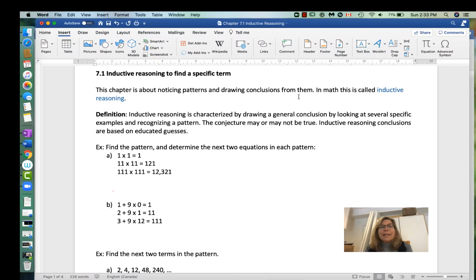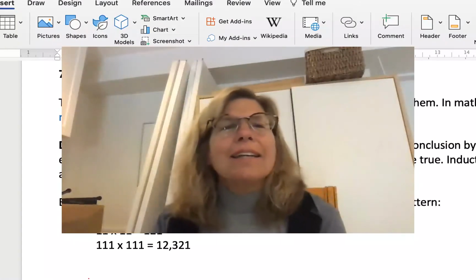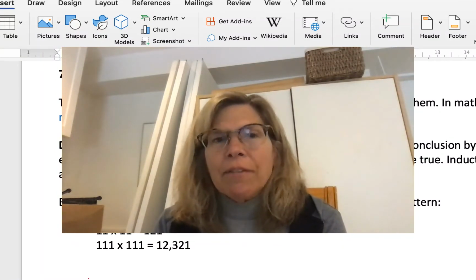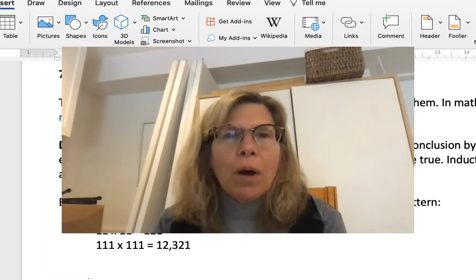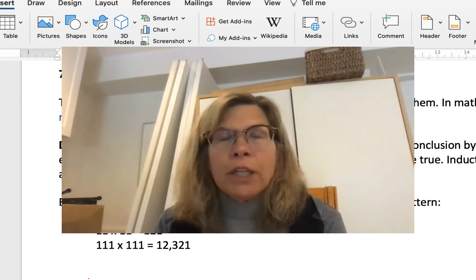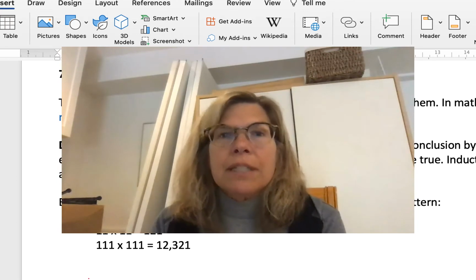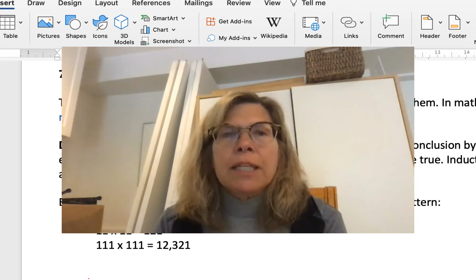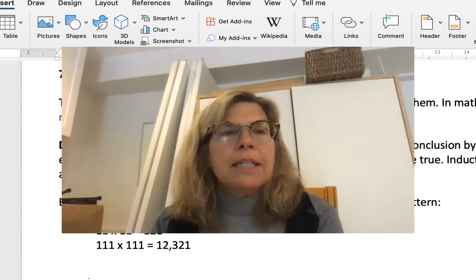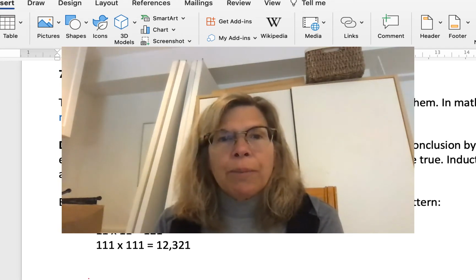Hi everyone, it's Ms. Chow again, and today we're going to talk about Chapter 7, and specifically 7.1. Chapter 7 is about reasoning, about logic and inductive and deductive reasoning, the kinds of reasoning. And the first thing we're going to start off with is inductive reasoning to find a specific term.